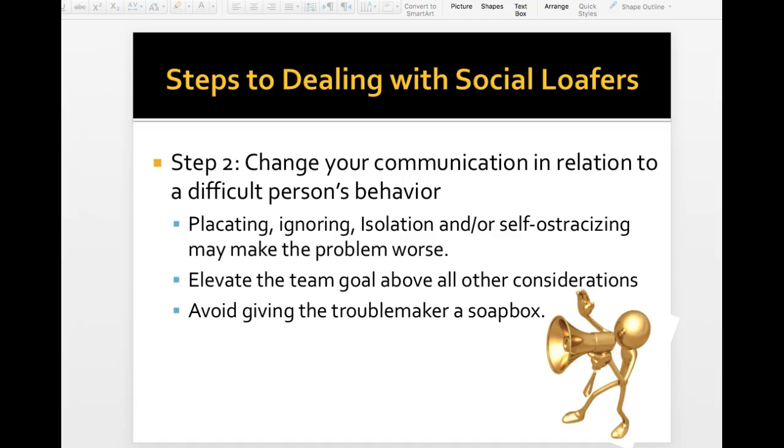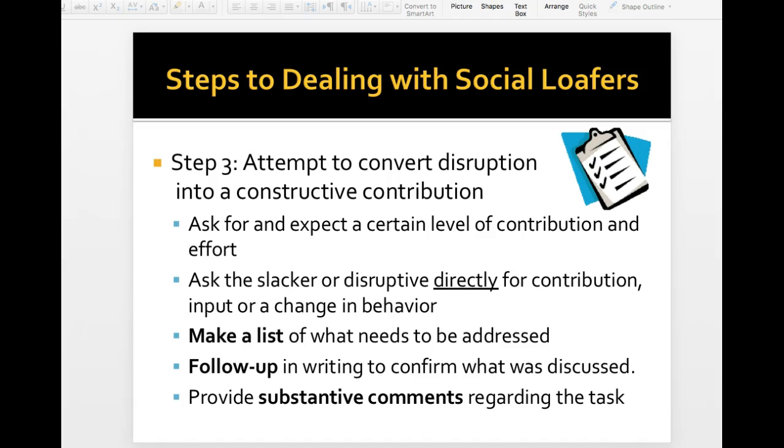So try not to give them a soapbox where they can take all your time and energy. Really say, our goal is to get this service project done, or our goal is to get a 90% or higher on the test, and really driving the communication back to the group goals helps as well.